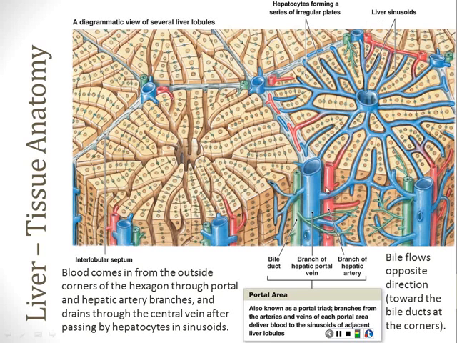So at each corner, we have a branch of the portal vein, and we have a branch of the hepatic artery. So the portal vein is blood that's coming from the digestive tract, right? When we talked in the cardiovascular system, we looked at the hepatic portal system, where all the blood from the stomach, small intestine, large intestine, instead of just going back to the heart, it has to go through the liver first, right? And that path through the liver is through the portal vein.